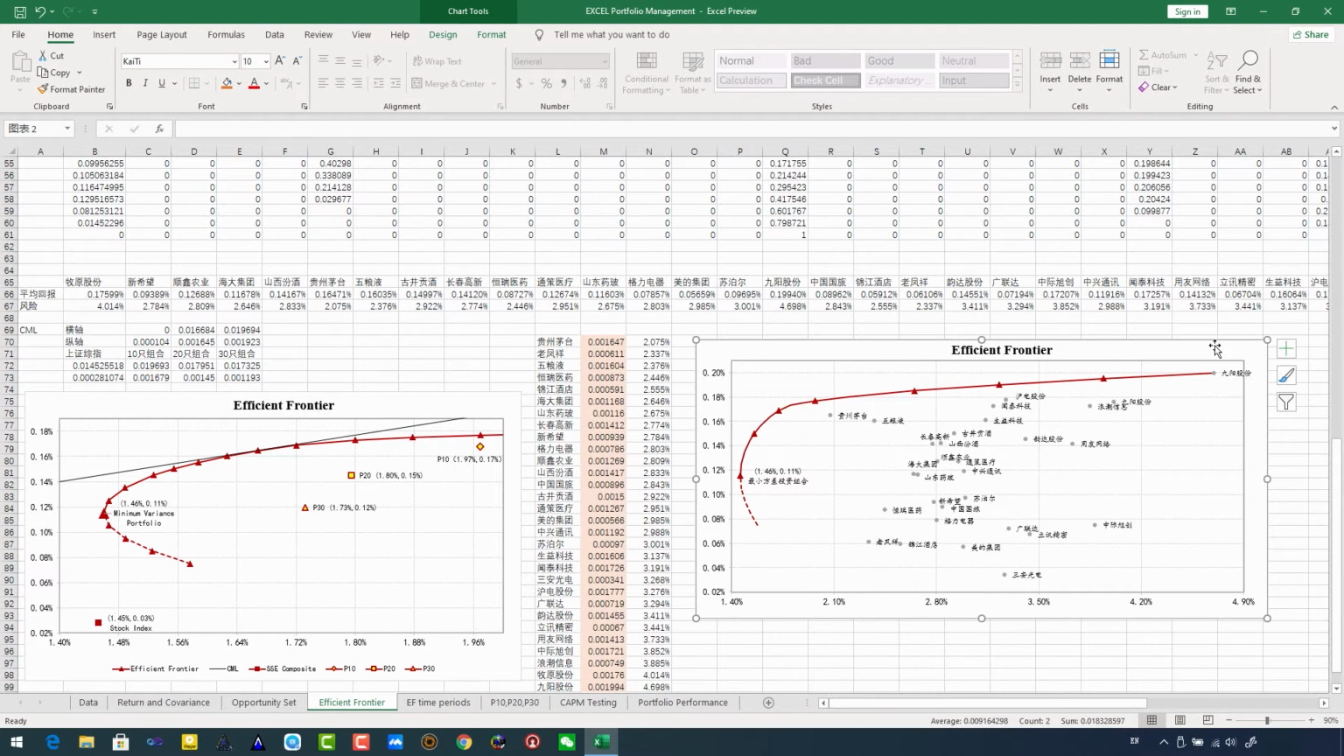Here on the right-hand side, you can have a look at this graph. We have plotted all these 30 stocks on it. You can have a look at 贵州茅台 and 五粮液. They have a much higher expected return compared with other stocks. Compared with them, 格力 and 美的 have a lower expected return but higher risk. So in that time period, 贵州茅台 and 五粮液 definitely had a better performance.